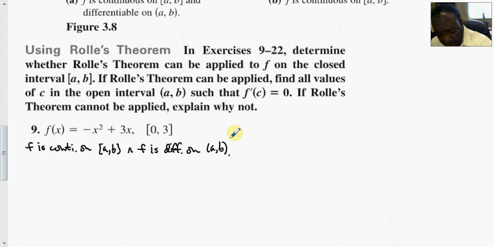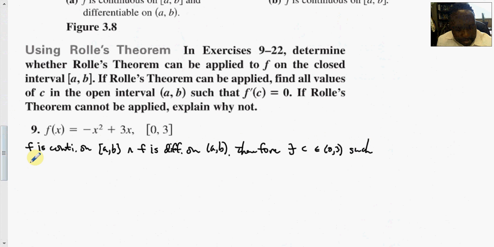So we conclude that, therefore, there exists a c on the open interval (a, b). Here, (a, b) is from 0 to 3, excuse me, such that f'(c) is equal to 0. Can you find such a c?